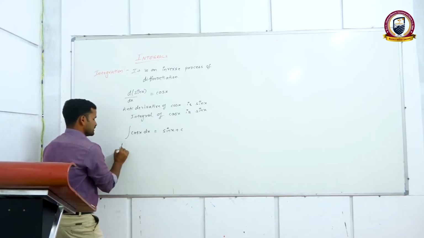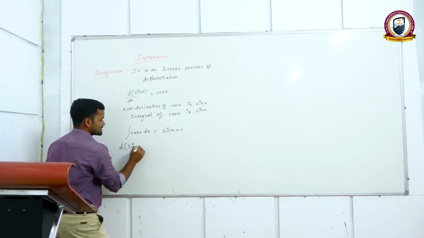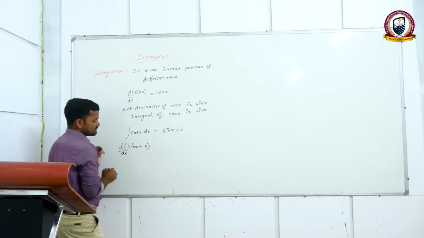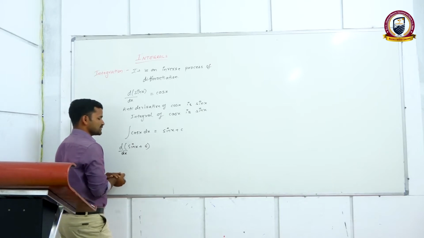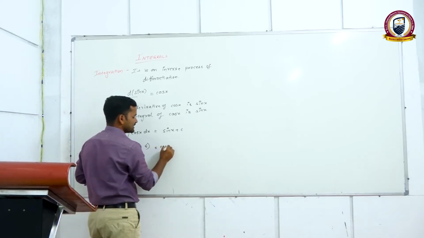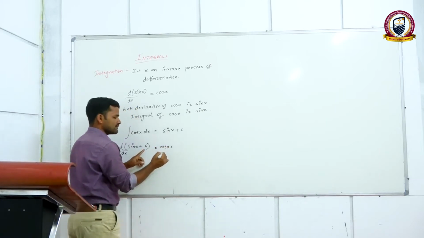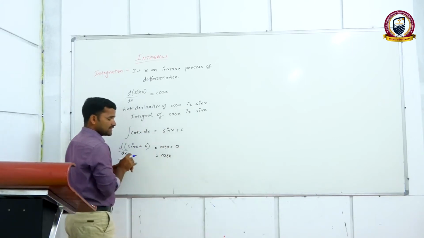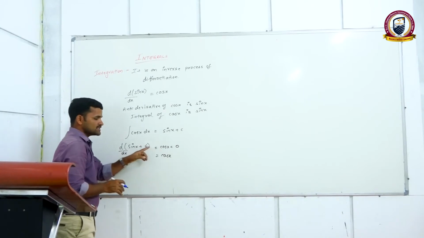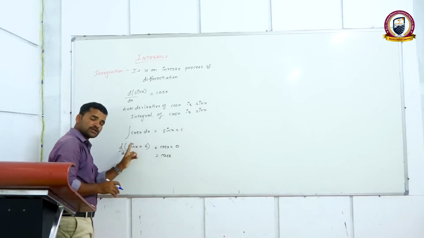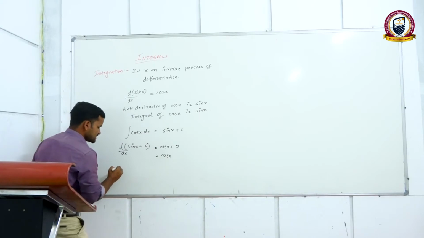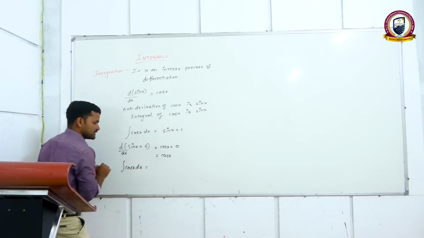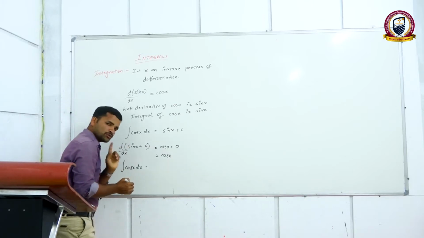Suppose I have the differentiation of sin x plus 6 with respect to x. What is the differentiation of sin x plus 6 with respect to x? This is nothing but cos x plus the differentiation of 6, which is 0. So this will be cos x. Here, using this derivative, I am finding the original function. Means if you integrate cos x with respect to x, we should get the original function.